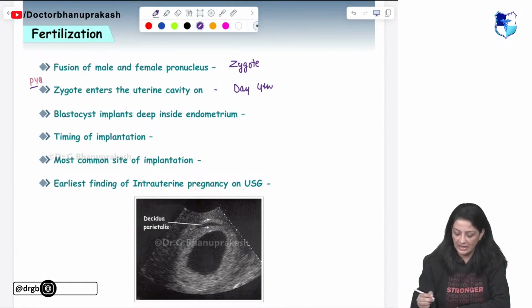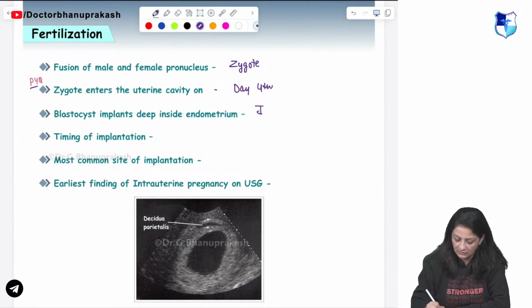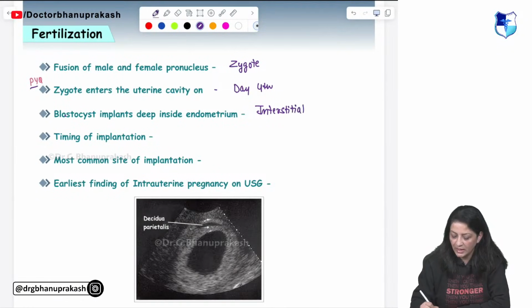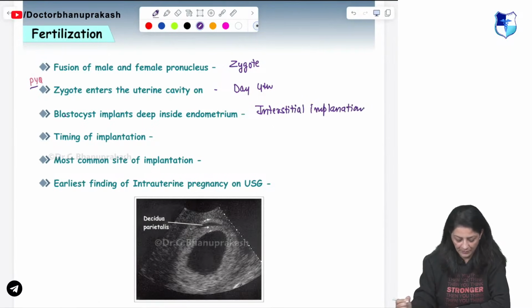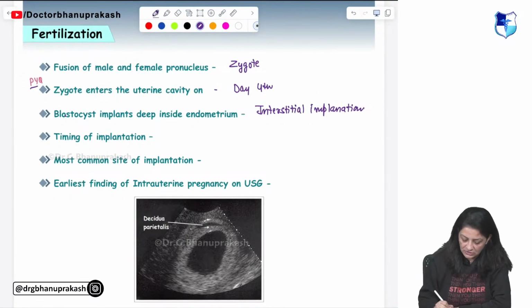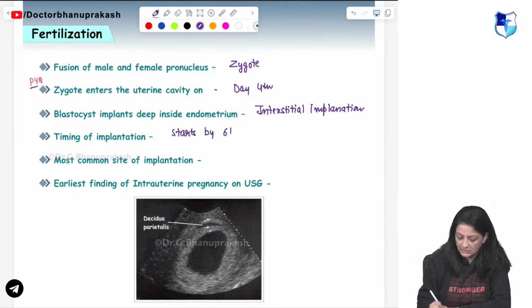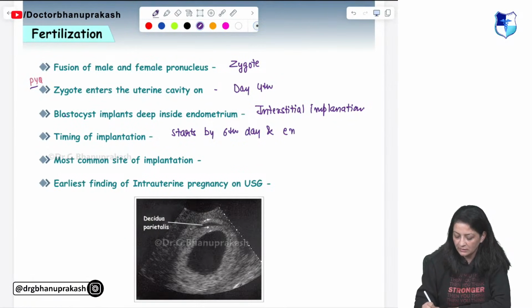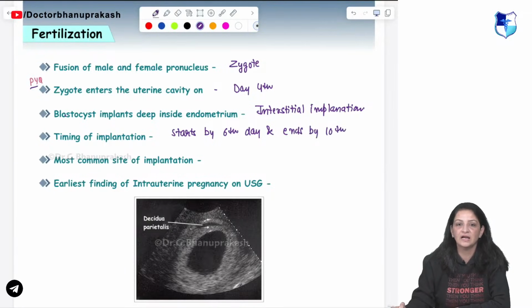This is called interstitial implantation. So what is the timing of implantation? It starts by the 6th day and ends by the 10th day after fertilization.